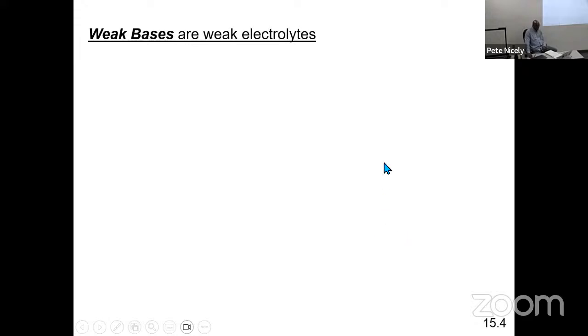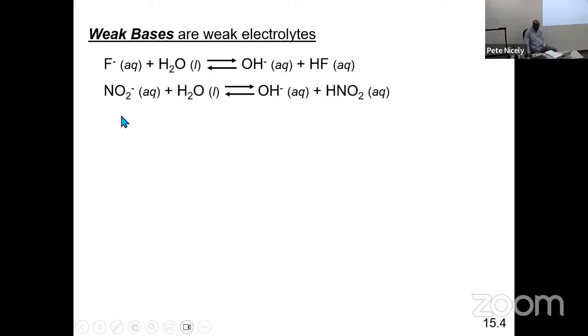And then we have weak bases, which are weak electrolytes. And as you can see in the example shown here, the fluoride ion is acting as a weak base because it produces hydroxide ions, but you have this back and forth again taking place where the system will eventually achieve equilibrium, right? So we represent that with the arrows going in both directions, all right? Here's another example, the nitrite ion behaves similarly. So that's basically how bases and acids behave in terms of their strength.